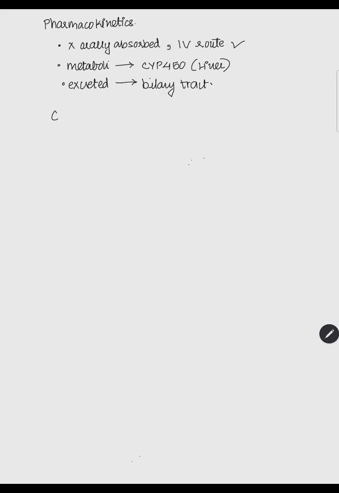Now, what are the contraindications? They are not to be given to pregnant women or lactating women. And whoever is undergoing treatment with Vinca alkaloids should not undergo any kind of vaccinations.